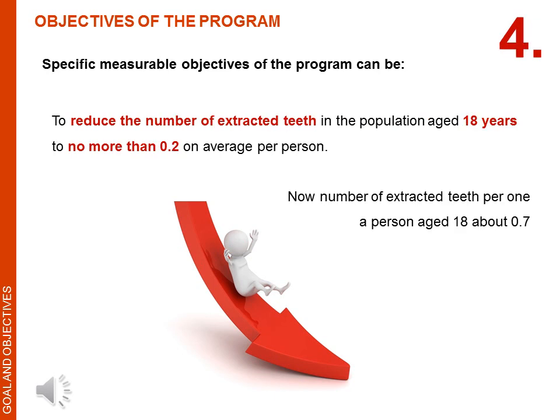The fourth specific measurable objective of the program can be: to reduce the number of extracted teeth in the population aged 18 years to no more than 0.2 on average per person. The average number of extracted teeth per person aged 18 is about 0.7 now.